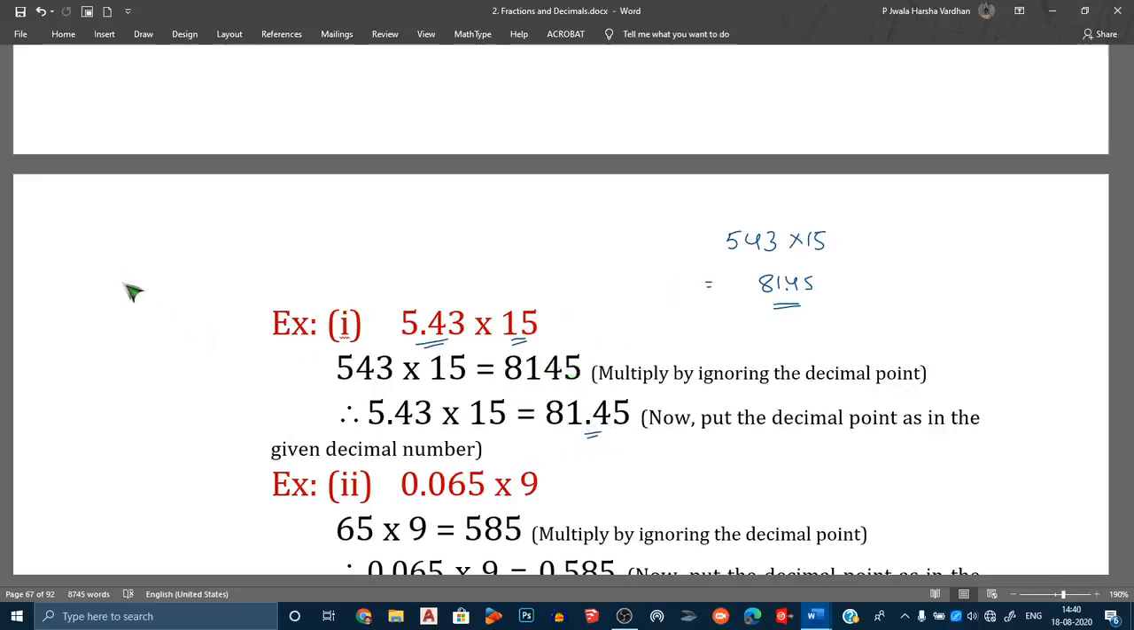Another procedure is this: 5.43 into 15. First you convert this decimal form into a fraction by removing the point. Write 100 in the denominator, because after the decimal point 2 digits are there, into 15. This 15 you can write in the form of a fraction by writing 1 in the denominator.